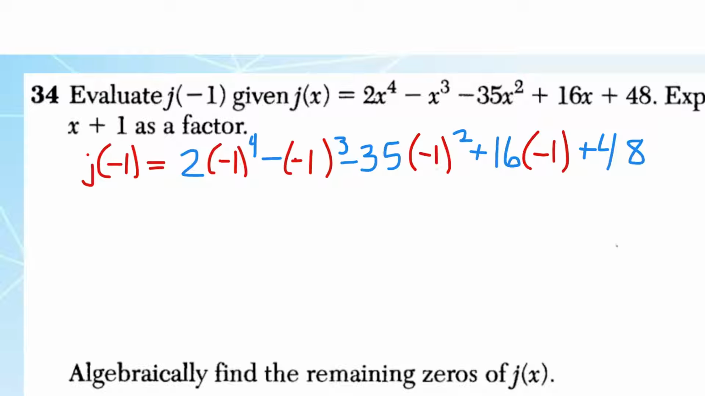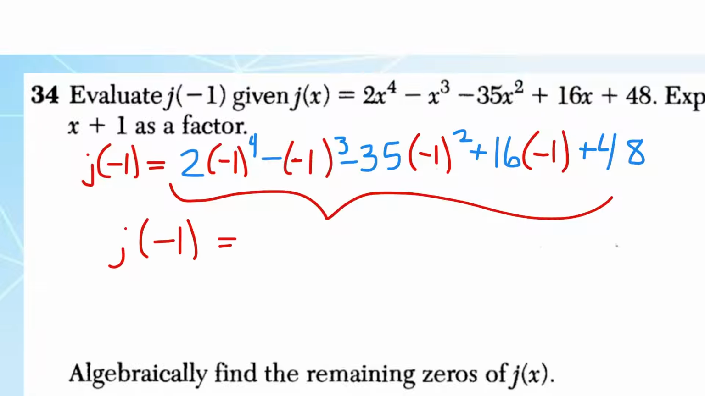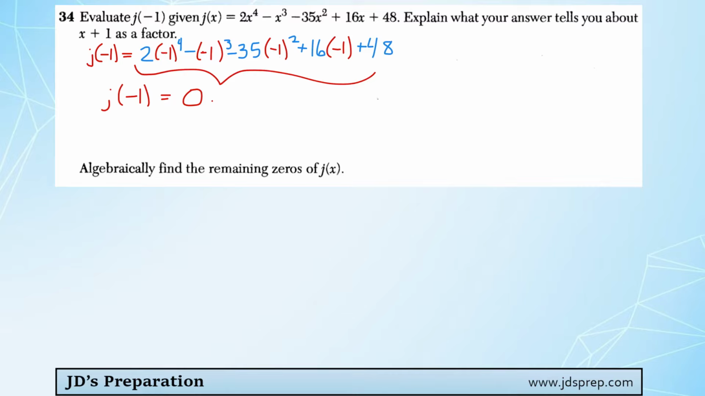Just for time's sake, I'm going to solve this really quickly. You should get that j of negative 1 is equal to 0. So the question: explain what your answer tells you about x plus 1 as a factor. Well, this confirms that x plus 1 is a factor of j of x. Now we can also confirm this by taking the original polynomial and dividing it by x plus 1.